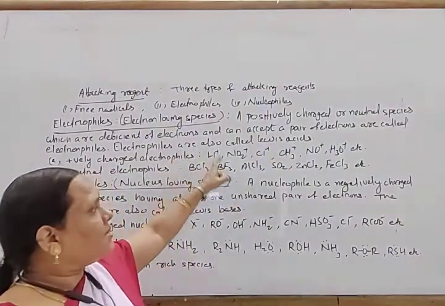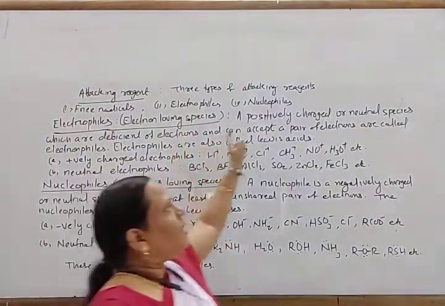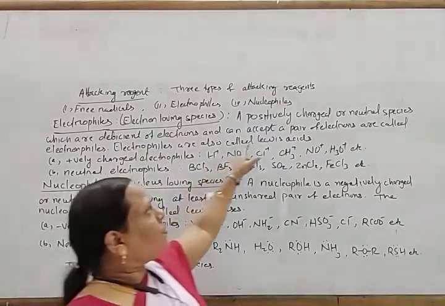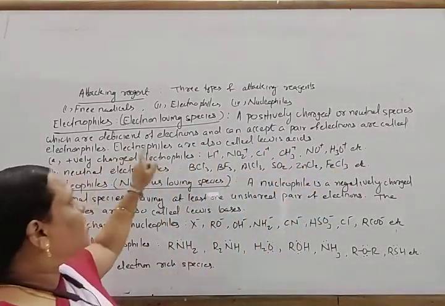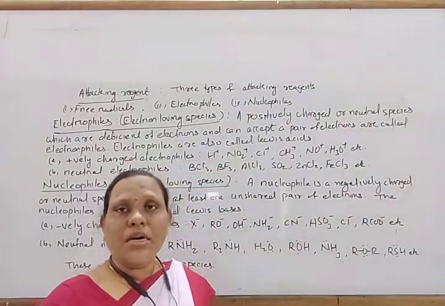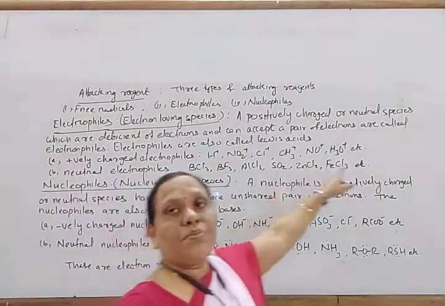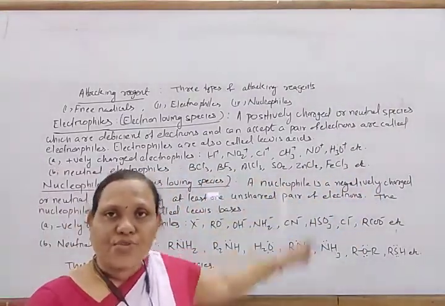Electron loving species or electron deficient species, they have a lower number of electrons. A positively charged or neutral species which is deficient in electrons and accepts a pair of electrons is called an electrophile. So electrophiles are also called Lewis acids. These are some examples of positively charged electrophiles, and these are examples of some neutral electrophiles.